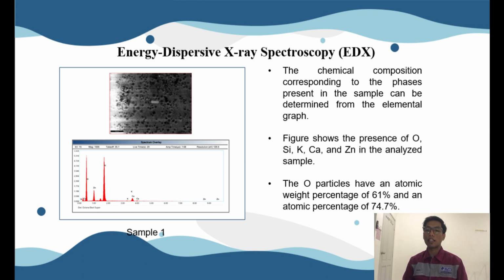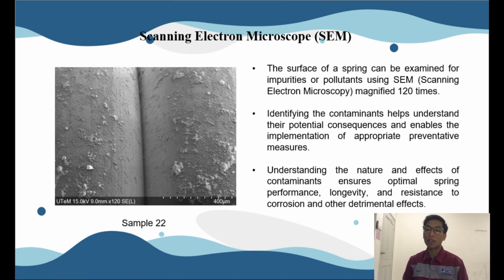Next is scanning electron microscope. For sample 22, the surface of a spring can be examined for impurities or pollutants using scanning electron microscope, magnified 120 times. Identifying the contaminants helps understand their potential consequences and enables the implementation of appropriate preventative measures.